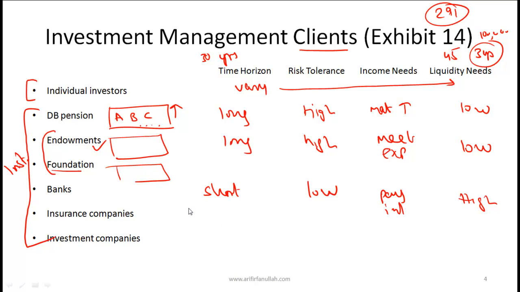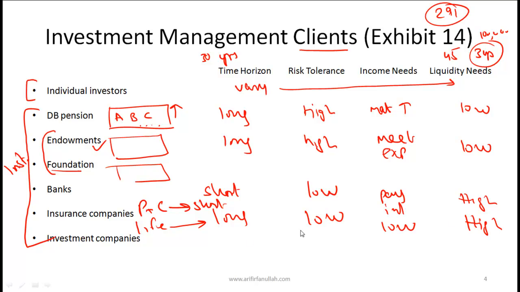Investment companies here generally refers to, let's first talk about insurance companies. Insurance companies generally are broken into two categories. One is property and casualty, and the other is life insurance. Actually, let me qualify the time horizon. The time horizon is typically long for life insurance companies and typically short for property and casualty. Risk tolerance for insurance companies is generally low, income needs generally quite low, and liquidity needs generally high, because these insurance companies have to meet insurance claims whenever they come in.